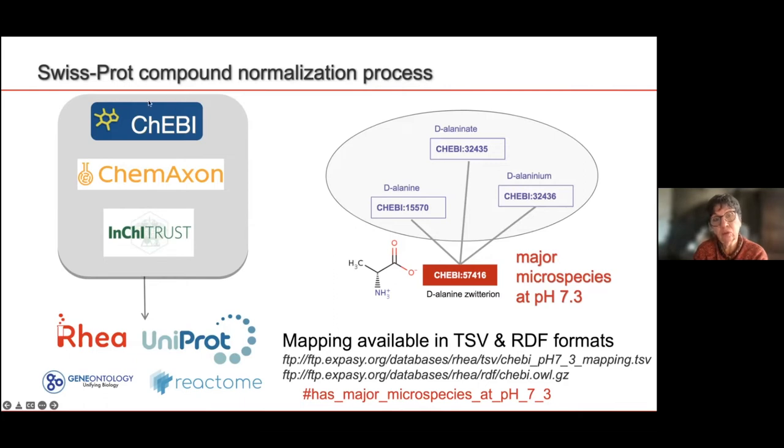Our developers set up a procedure to do this calculation for the whole ChEBI dataset. This is very useful for Rhea and UniProt, but also for Gene Ontology and Reactome. And we provide this mapping in different formats. What is important to remember is that you don't have to manage the pH 7.3 major microspecies things. We do that for you. So if you search Rhea or UniProt using one of these ChEBI entries, automatically the application will return the ChEBI ID that we use in Rhea and UniProt. We do the job for you.